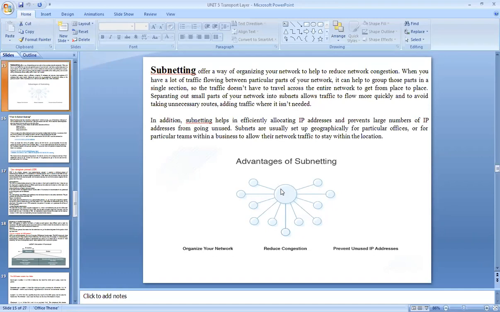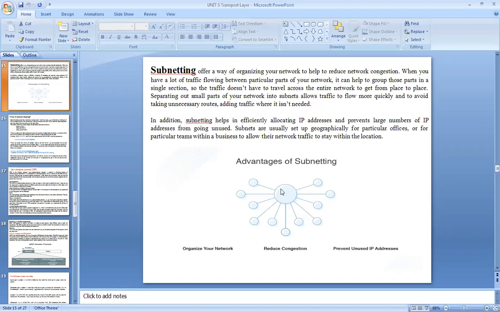Subnetting is the logical division of IP addresses. What is the meaning of subnetting? A network within a network, or the logical division of IP addresses, that is called subnetting. How is this subnetting going to take place?